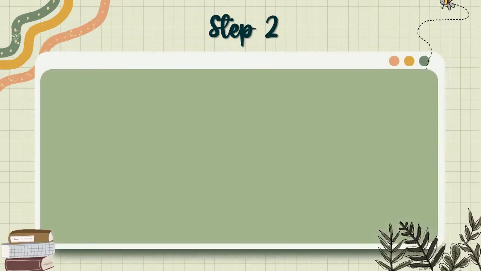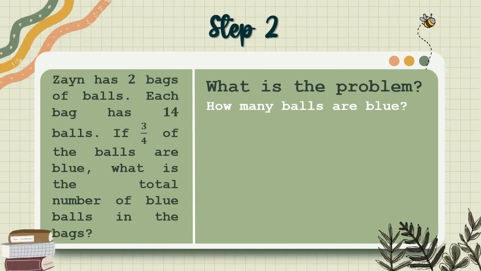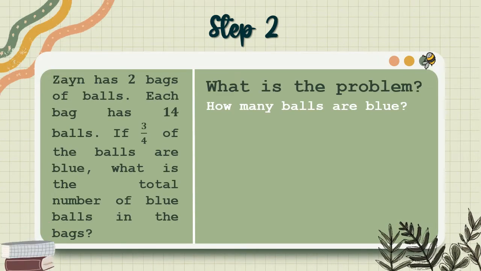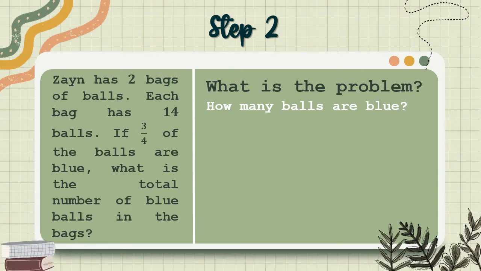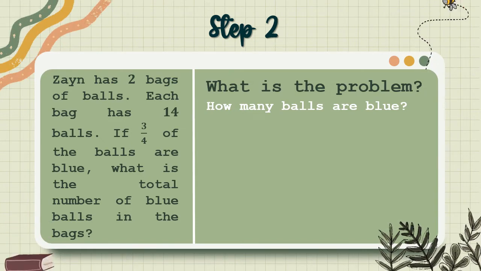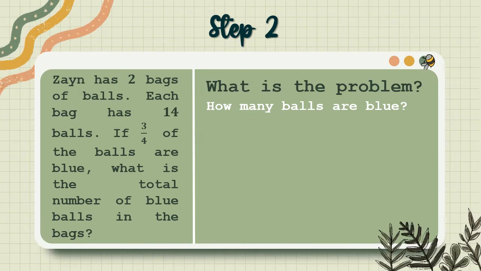Next, step 2. What's our problem? We have to figure out how many blue balls he has, and he's not telling us. So we can do some simple math to figure that out.